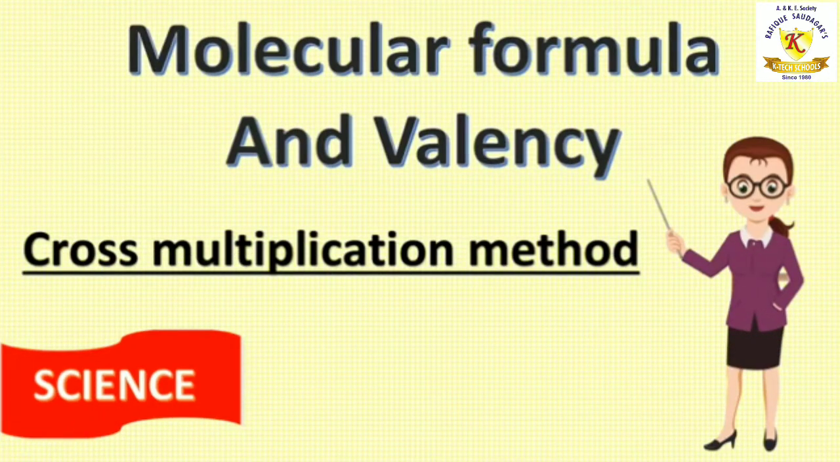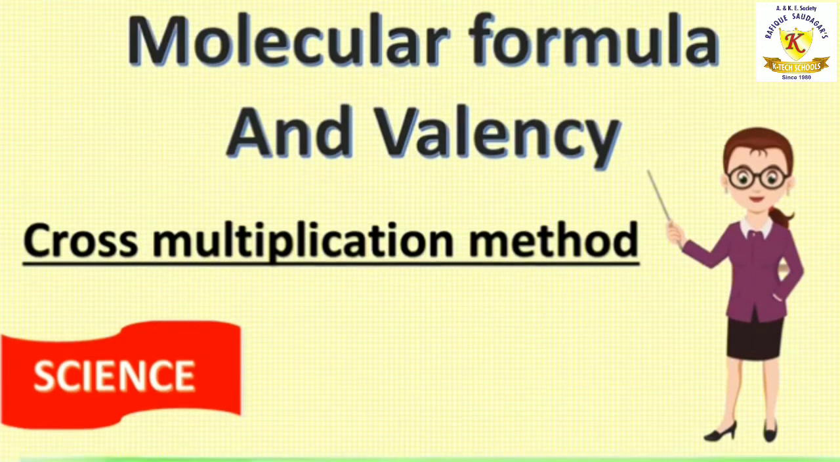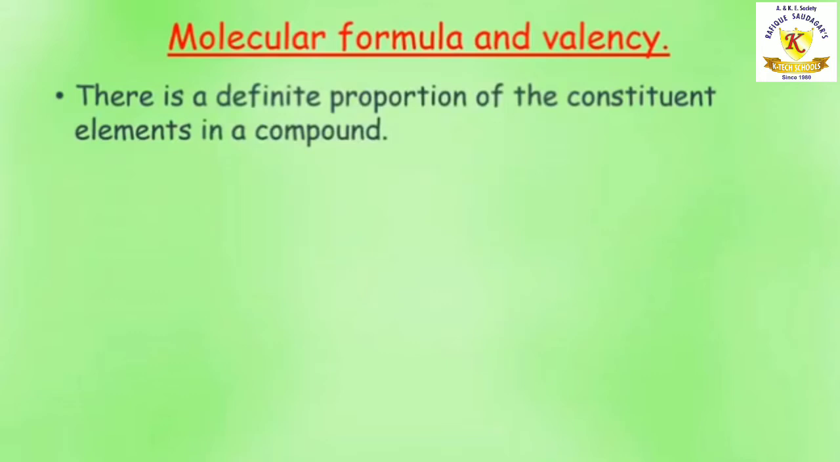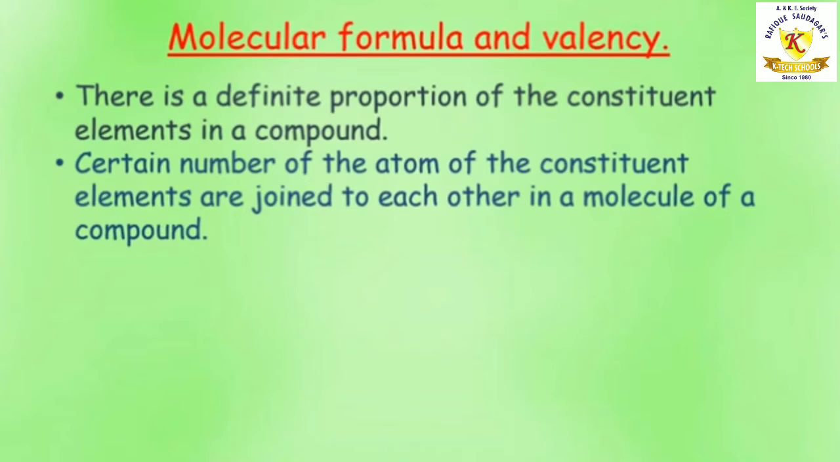Now let us study molecular formula and valency by cross multiplication method. So children, let's begin. Molecular formula and valency. There is a definite proportion of the constituent elements in a compound. It means in a compound the constituent elements are in a definite proportion. A certain number of atoms of the constituent elements are joined to each other in a molecule of a compound.